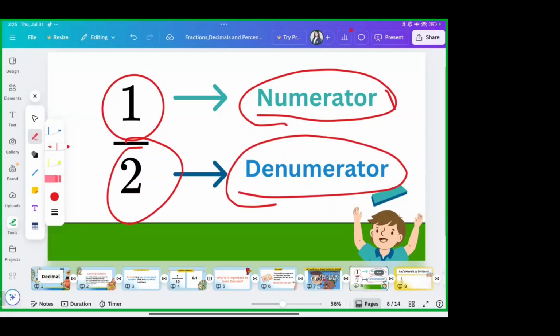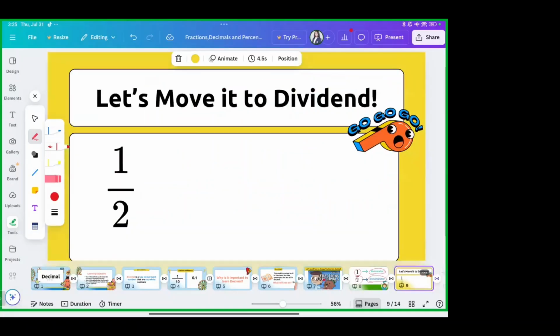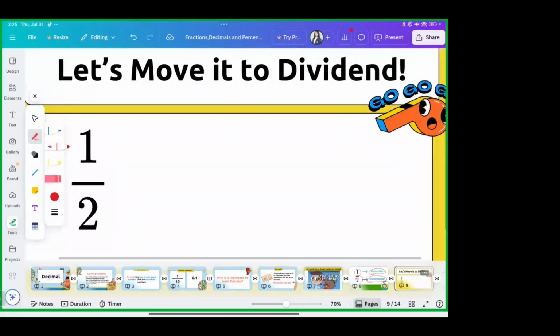Yes, Miss. Okay, good. In the slide, I want you to convert 1 per 2 into a decimal together. First I want to explain it. 1 per 2.